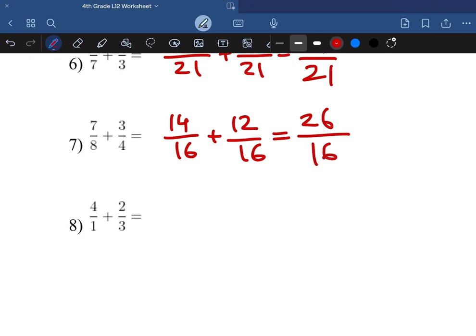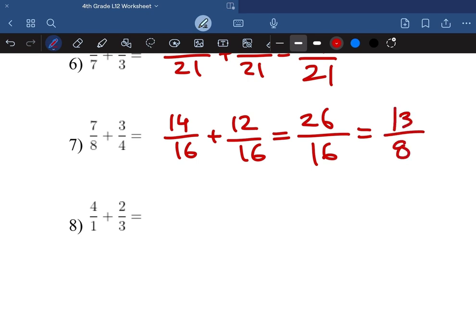And from here, we're going to simplify it even further. We can divide both the numerator and the denominator by 2. So the simplified answer would be 13 over 8.